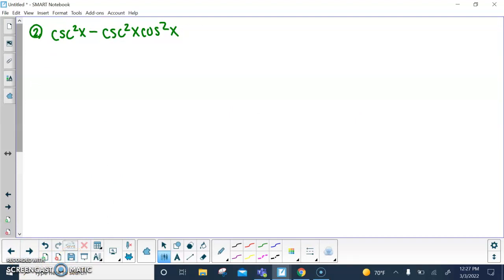All right, the next one I want to look at is number 2. Now this one can be completed in 2 different ways. I'm going to show you using factoring, and then I'll show you just using your trig identities. It doesn't matter which one you want to use. It just depends on what you see better.